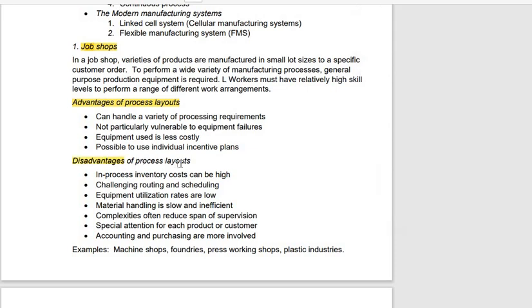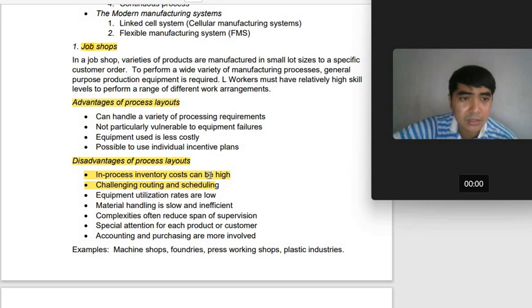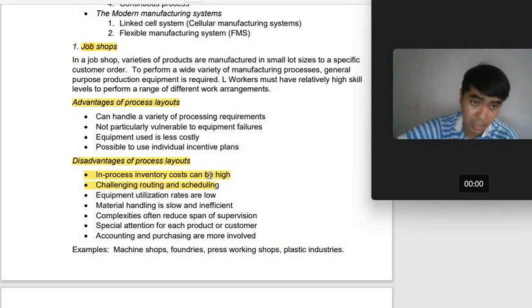Next is disadvantages of process layouts. Okay, so for the disadvantages of process layouts, in-process inventory cost can be high, because in the job shops we can notice that there are high inventories. What inventories? Inventories of raw materials, okay, such as the metals, because if there are no available raw materials, the operators cannot make a fabricated part or product. Okay, so there is a high inventory of materials.